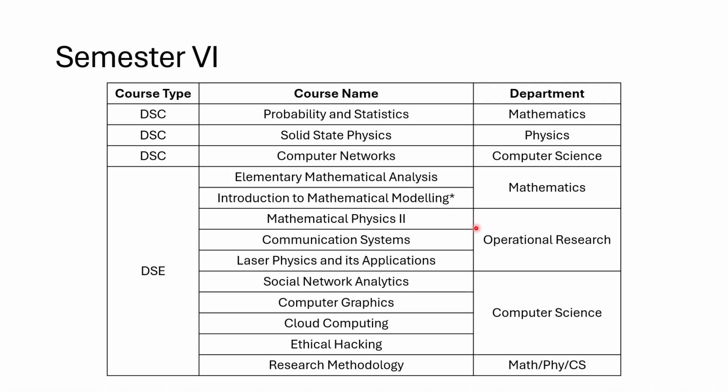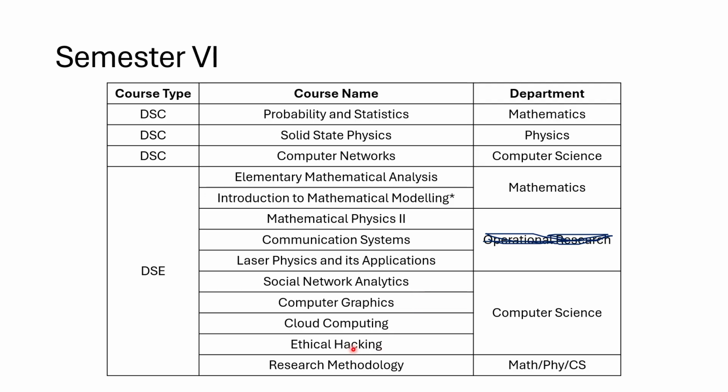From operational research. Wait, I forgot to change this name again. I was just reusing our old slide and I forgot to change this. No, this is wrong. This will be physics. Okay. So from physics, you have mathematical physics 2, communication systems, laser physics and its applications. Okay. And from computer science, these four and much more. These four are social network analytics, computer graphics, cloud computing, and ethical hacking.